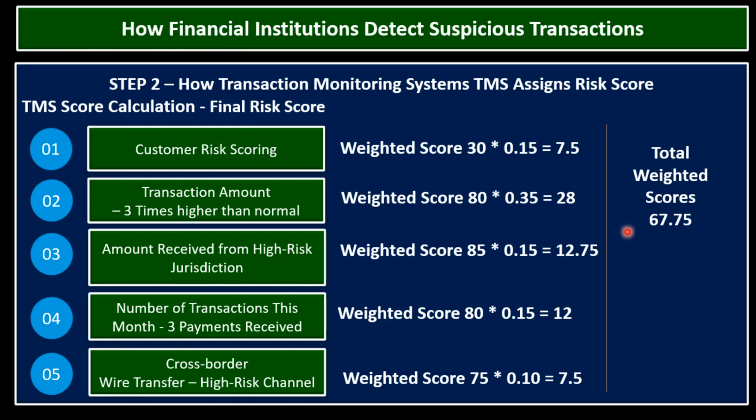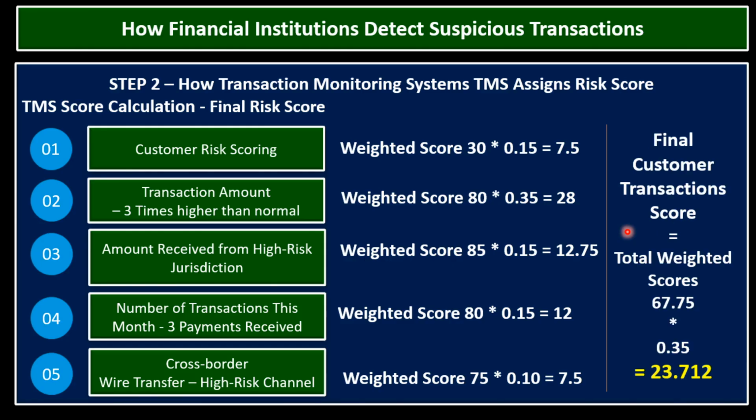But we have to calculate the final transaction level risk score for Mr. A. So we know the formula, which is total weighted scores will be multiplied with 0.35 to arrive at final customer transaction score. And the final customer transaction score for Mr. A was 23.712.